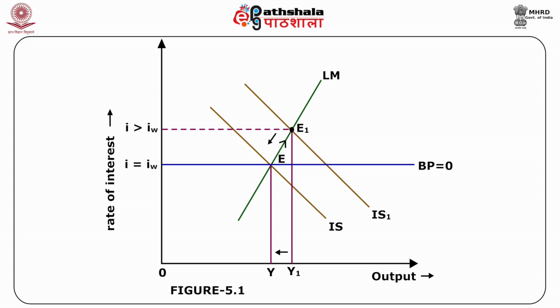This appreciation would reduce net exports, which is one of the components of aggregate demand, leading to a shift in IS curve towards the left. Finally, the equilibrium is achieved at the initial level, that is E. So you can see that in this case, despite the expansionary fiscal policy, output will come back to the original level, while the trade balance would worsen because of the appreciation in the exchange rate.